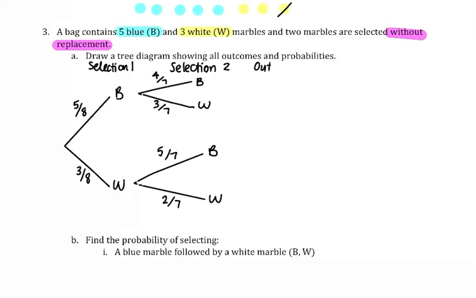So now let's write out our outcomes. Our first outcome could be, following the branches along, blue, blue. Then we could have blue, white. Then we could have white, blue.